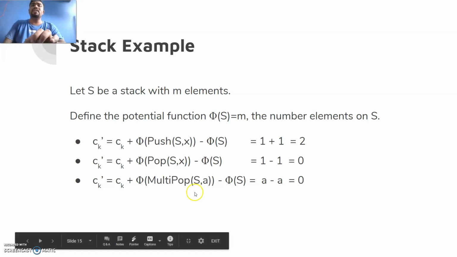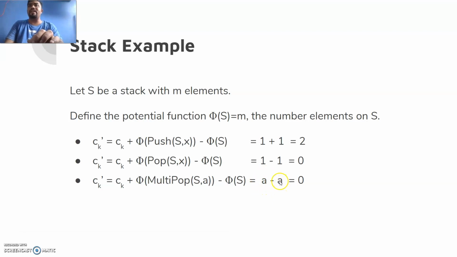So you can see the actual cost needed for popping is also 5, minus the potential difference, that is also 5. So you can directly know that the output is going to be 0.